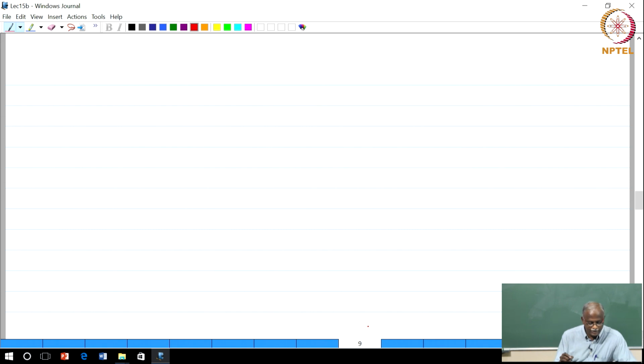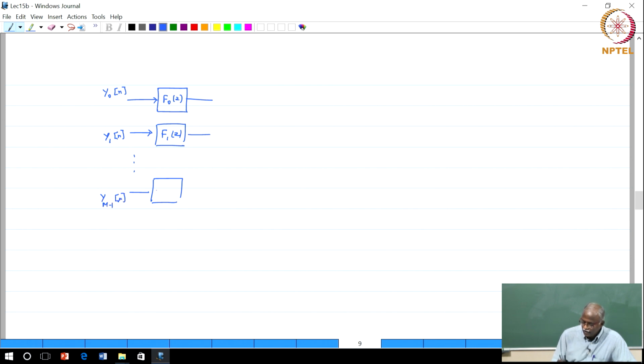Now let us look at the synthesis bank, the opposite of the analysis bank. This is a case where you would take different signals, let me call that y0(n), pass it through a filter, let us call that F0(z), another signal y1(n), pass it through F1(z), up to y(M-1)(n) through F(M-1)(z), and add it all together.